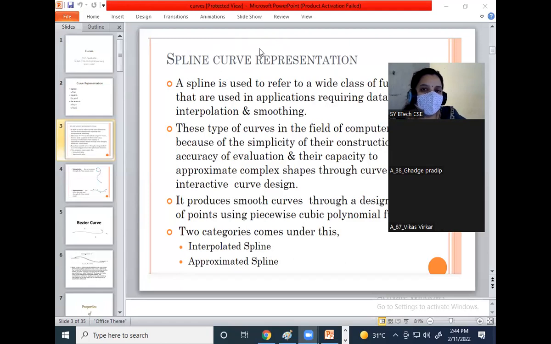Like if I want to draw the shape of, let us say, a ship, I am going to use the skin of that tree to show the shape of this ship. So I can bend that skin, which was very flexible in nature, to form any design. And that's why the name is given as spline.